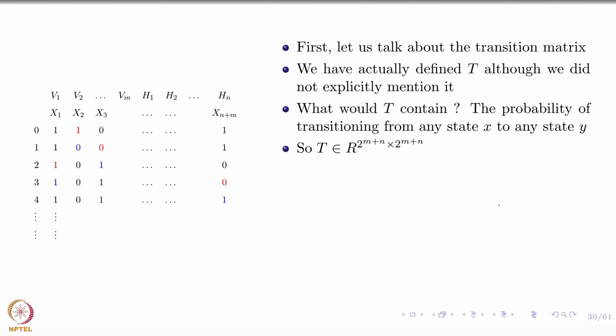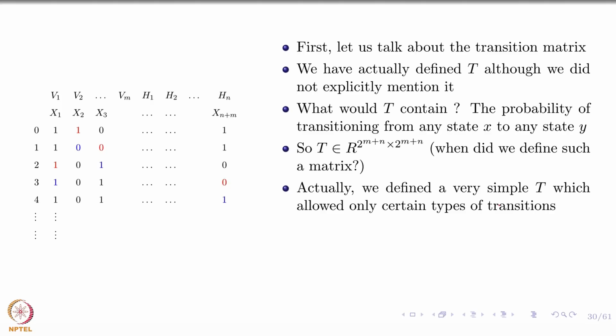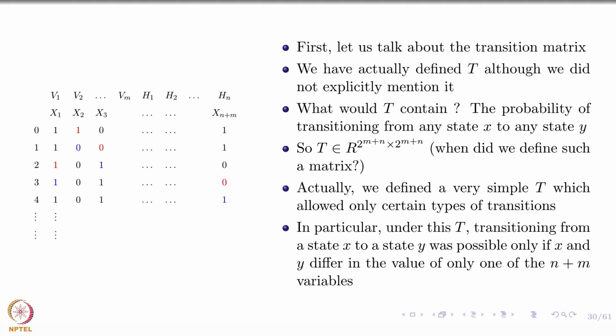So T is this kind of a matrix. When did we define such a matrix? Did we define such a matrix? Actually we did. We defined a very simple matrix T, and it allows only certain types of transitions, right? So let's see what it means. In particular, under this matrix T, we allow only those state transitions which differ from each other in at most one random variable.